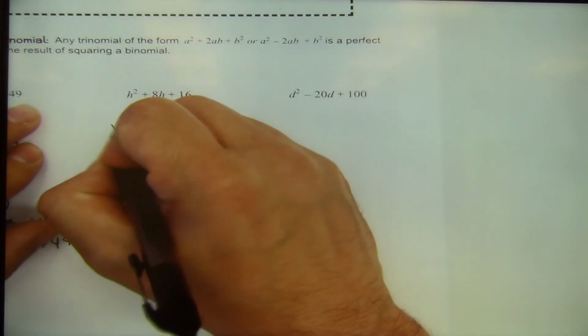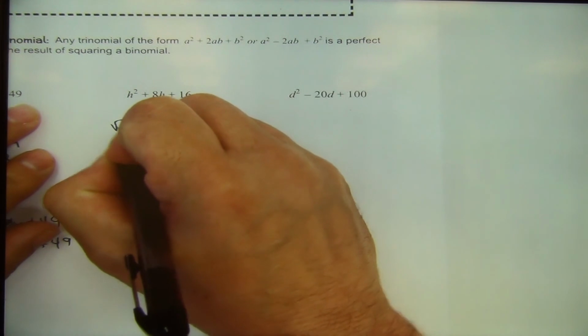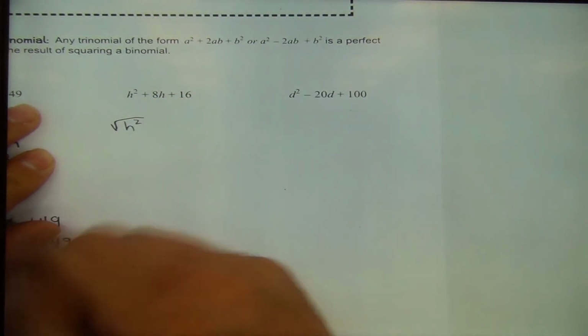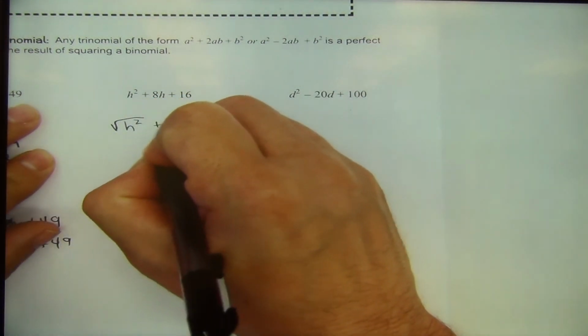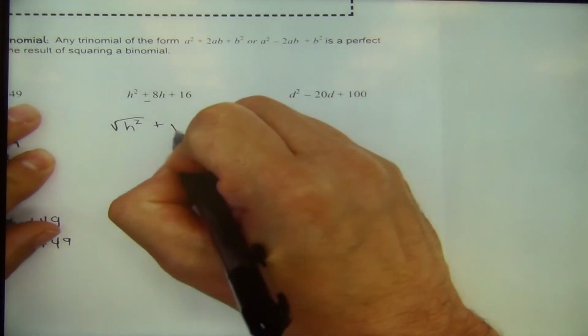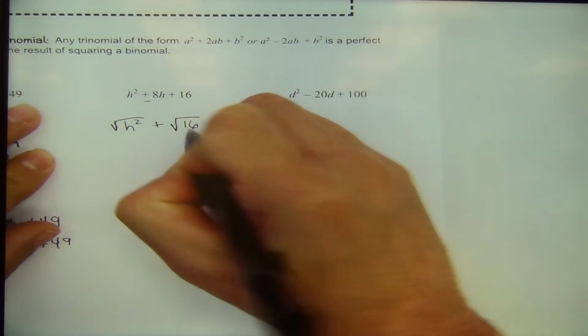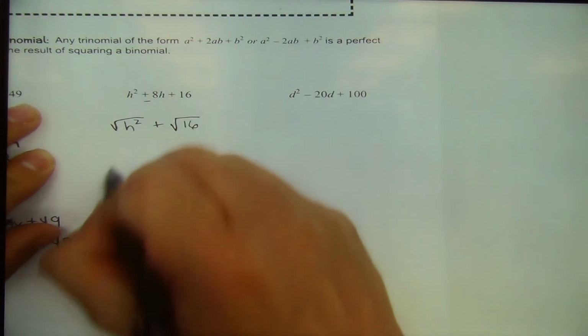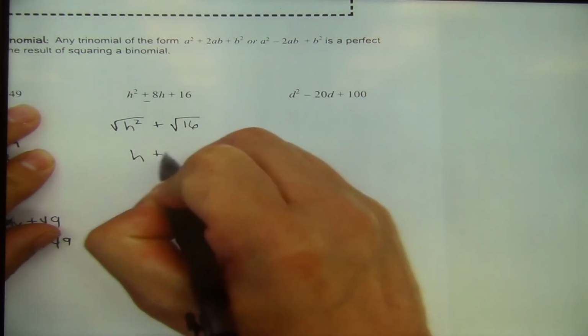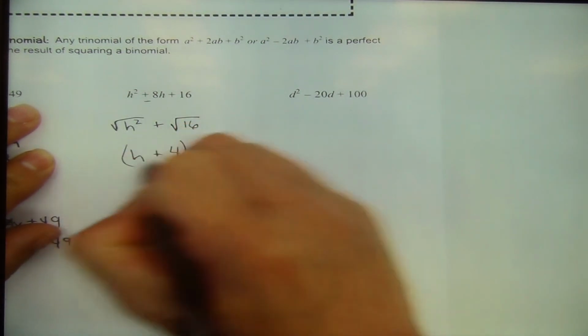All right, let's see how you did. We're going to take the square root of the a term, and then plus, because there's a plus there, the square root of the c term. The square root of h squared is h, the square root of 16 is 4, and we just put those in parentheses and square it. That should have been your answer. Hopefully you got it right.